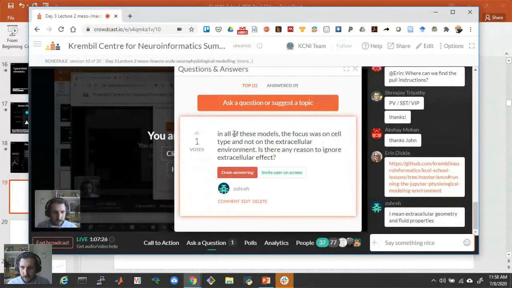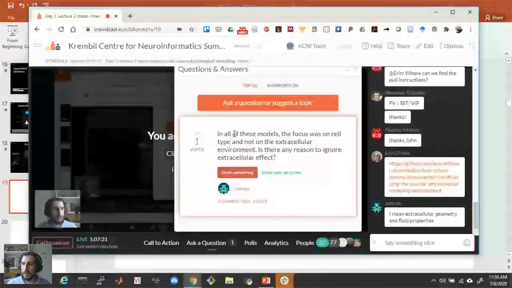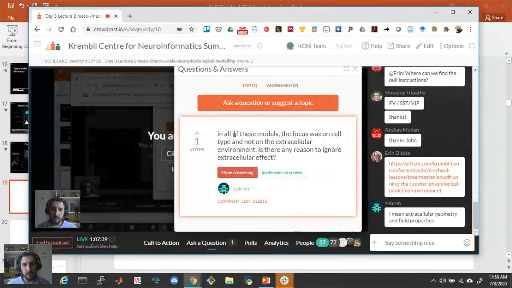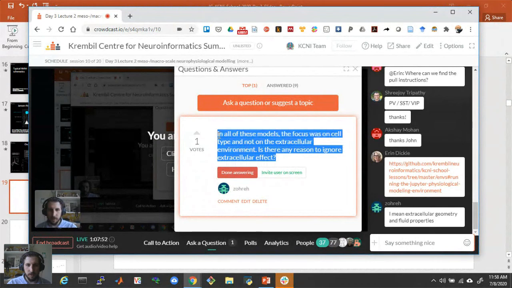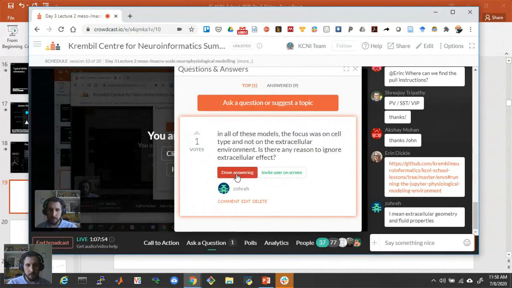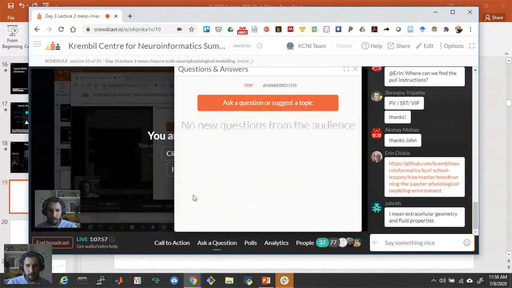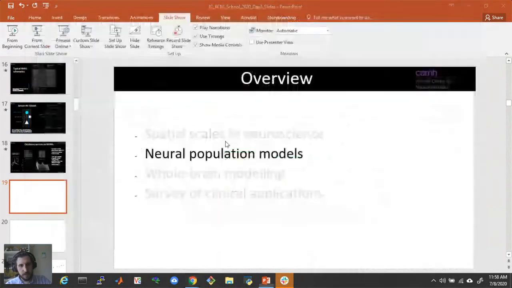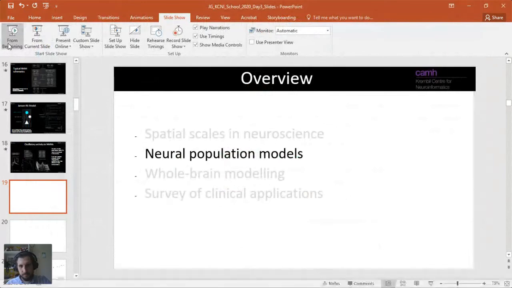Zora, you mean extracellular geometry and fluid properties? Yeah, same applies. We're abstracting from space. If you're talking about the macro level extracellular space or macro level geometry, like Sami was asking about earlier, then yes, we think about that, but that's not really the level of the neural population model. So this is an interesting question, and we can follow up on that later and drill down on it if you like. Excellent. So back to the show.